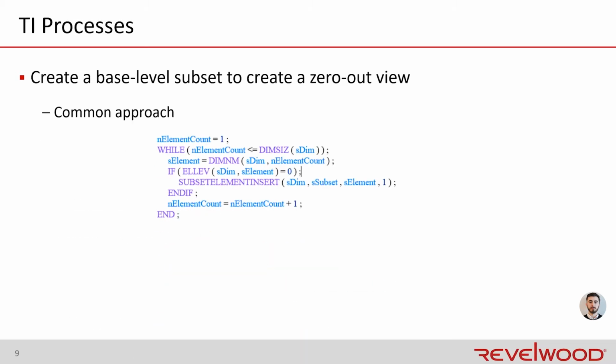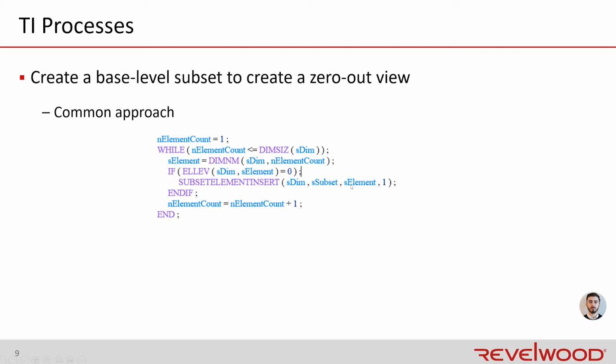A common approach of doing that is where you are looping through a particular dimension and grabbing all the base level elements with a while loop, right? So this is a pretty common approach, not the only approach, but a common one, where within the TI we're looping through the entire dimension. We are setting a variable, in this case S element, equal to each index within the dimension, so the first index being the first element. And then we're doing a check to say, is this a base level element?